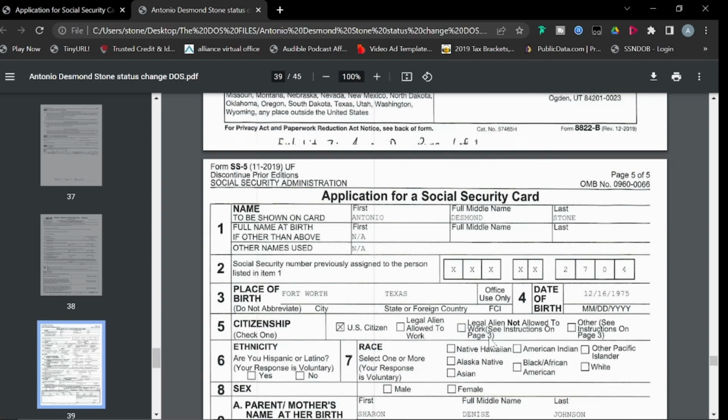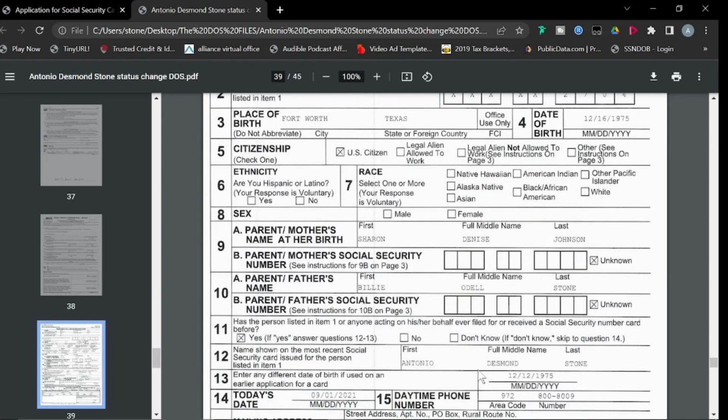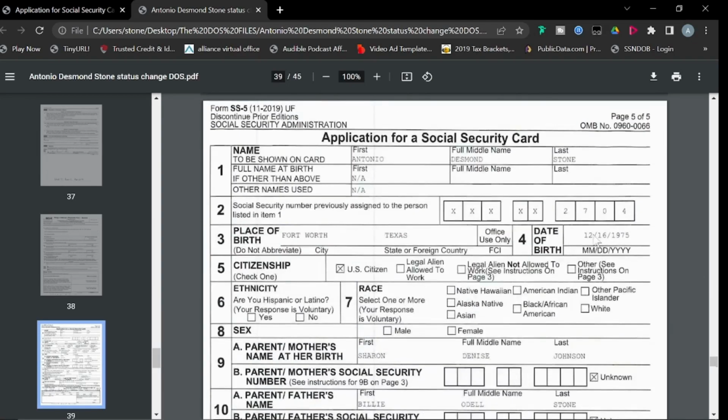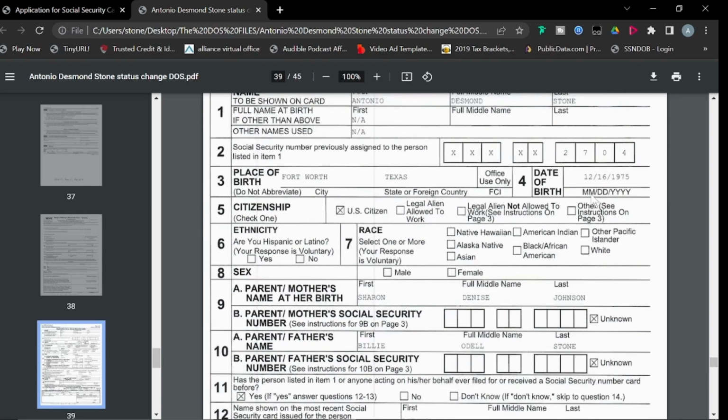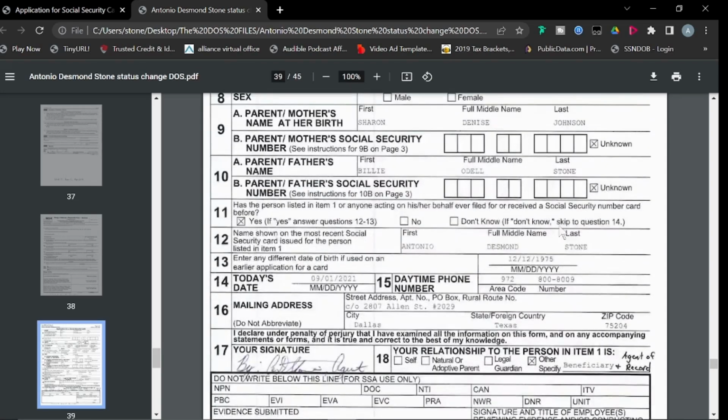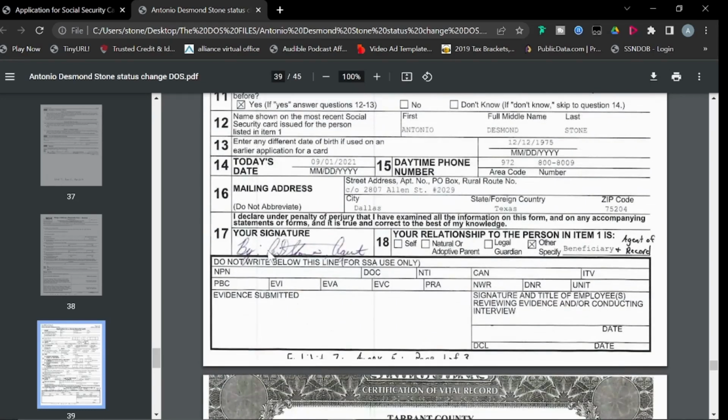Okay, so y'all understand. If you go to replace a Social Security card, you're going to put your real birthday there. Okay, you're going to put your real birthday. This is my real birthday right here, down here at 12/12/1975. I put 12/12/1975 right here, and I put 12/12/1975 down here. But I still signed by agent such and such, beneficiary.